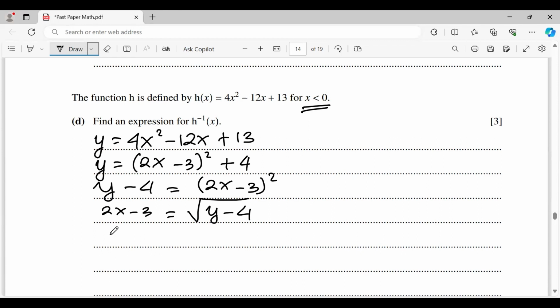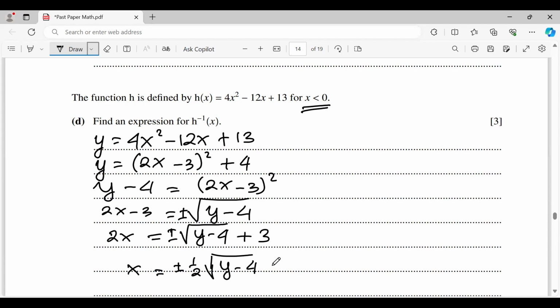Okay, or x equals the square root of y minus 4, square root means plus minus, plus 3. So x equals plus or minus half square root of y minus 4, plus 3 half.